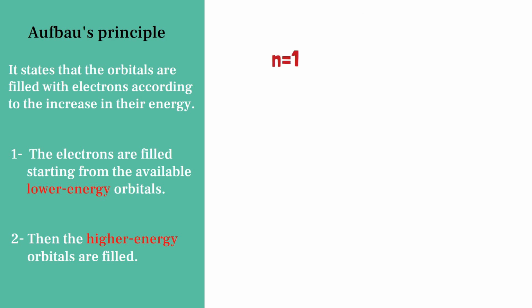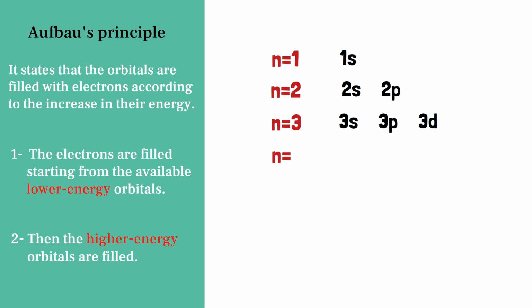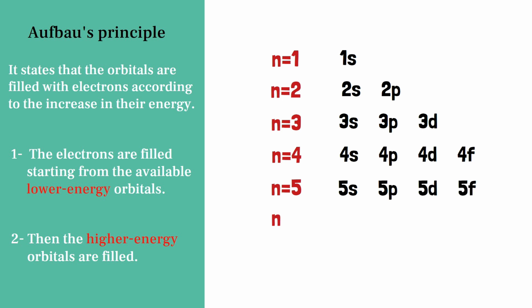As we have already known, the first energy level consists of 1 sublevel, while the second energy level consists of 2 sublevels. The third energy level consists of 3 sublevels. The fourth and the fifth energy levels consist of 4 sublevels, as we see. Notice that the number of the main level is written beside it.